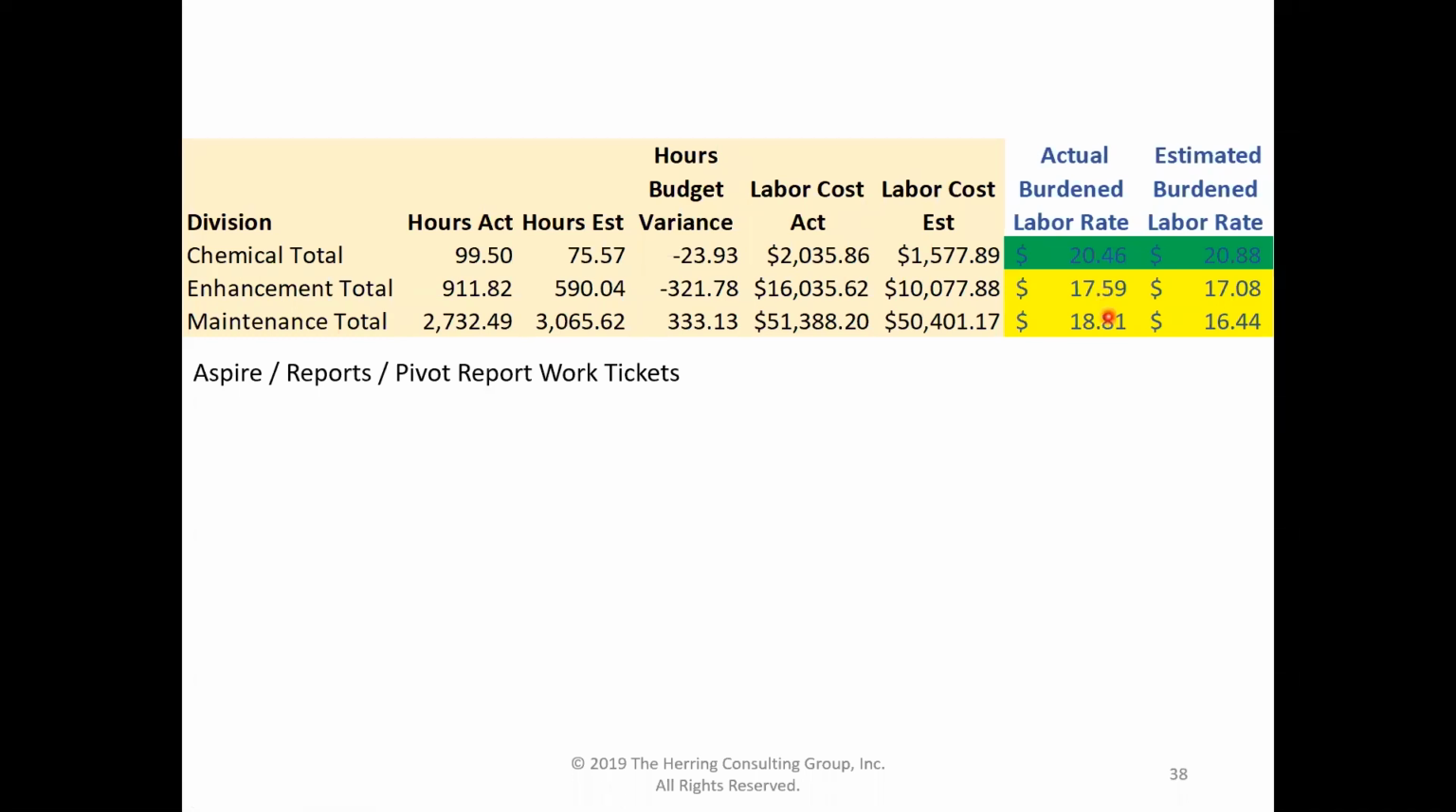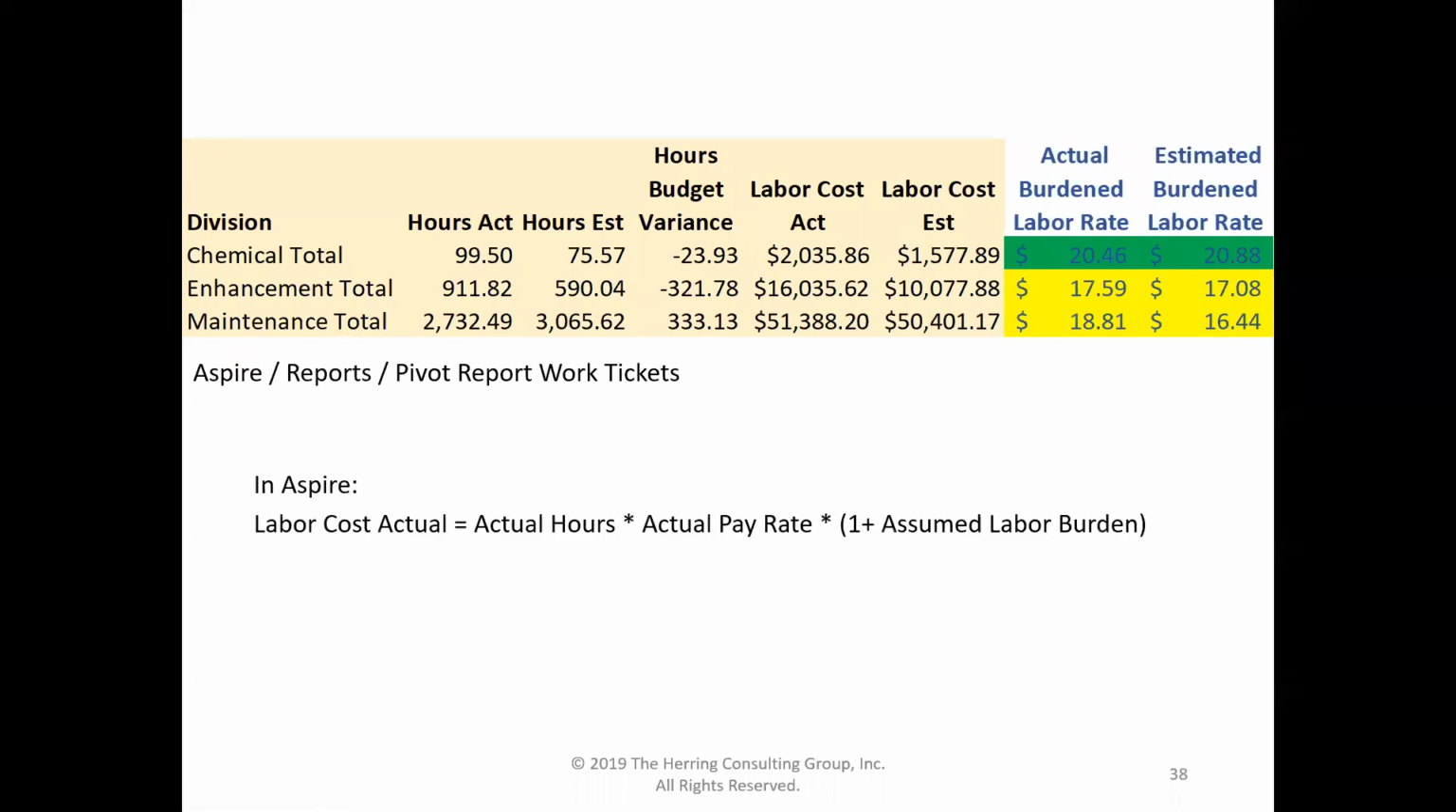Maintenance, 1881 actual, 1644 burden, so we're upside down even more. And so we definitely need to make that change pretty quickly, since we live with these labor rates on maintenance for much longer than we'll live with them on enhancements typically.